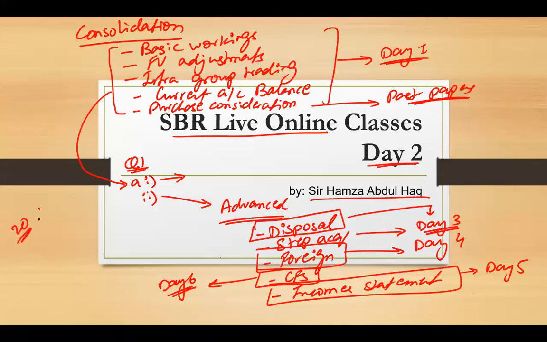Out of the total of 20 classes, we are going to dedicate 5 to 6 classes to consolidation, and then after that we're going to start the area of the accounting standards. So this is the way forward. A lot of people were asking what our plan is going to be, so this is what we are going to plan.